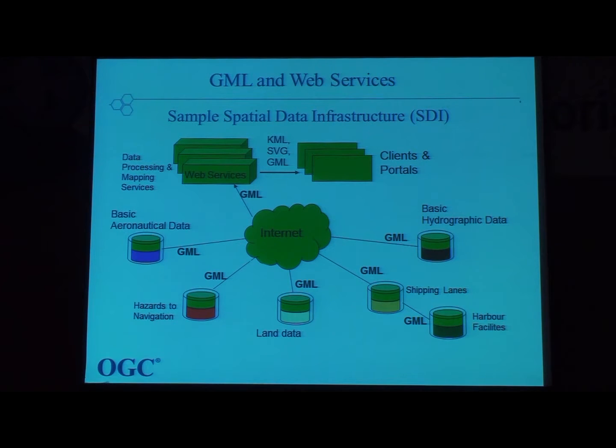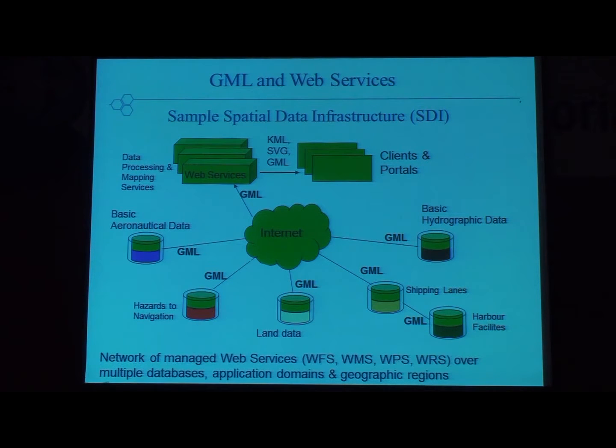Okay, and so there's an example of GML in action, basically providing the transfer encoding to make this spatial data infrastructure possible with some of the OGC services. In the end, we have a network of managed web services over multiple databases and application domains, and also different geographic regions.